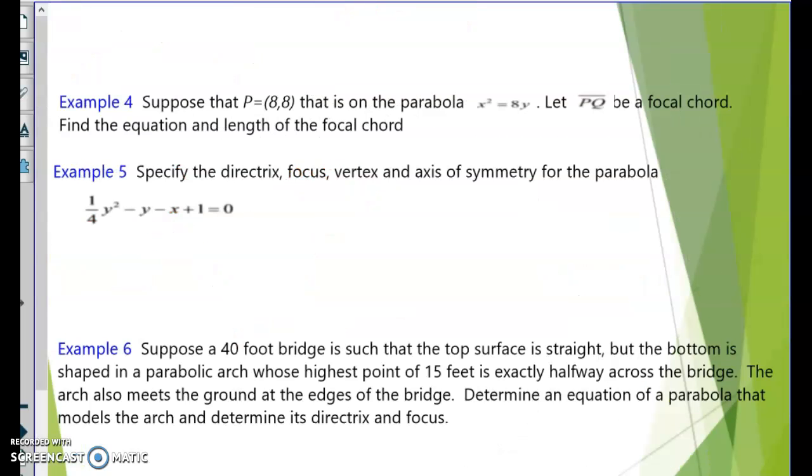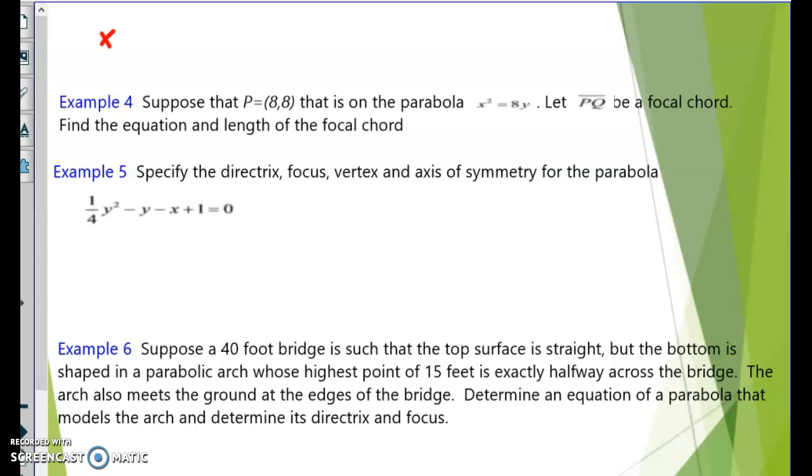Alright, so suppose that P is at (8, 8), which is on the parabola x squared equals 8y. Let the segment PQ be a focal chord. Find the equation and length of the focal chord. Alright, so let's take a look at this. Let's see if I can do it on top.